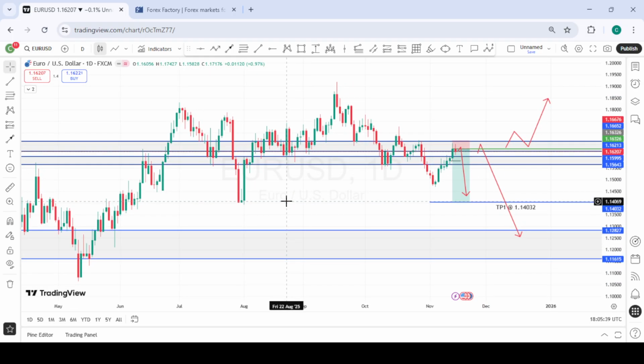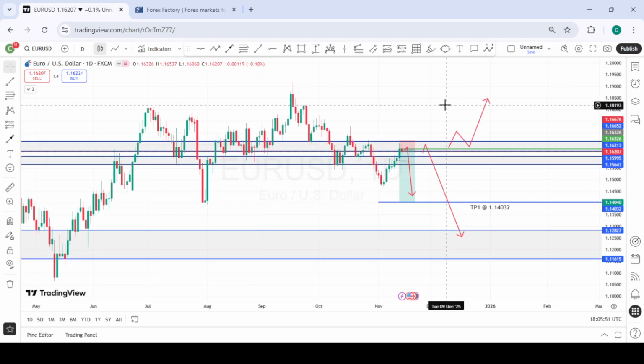So we are currently very bearish on EURUSD. This can only be violated if we get a daily candle or a weekly candle breaking above this zone and then coming for a retest and continuing to the upside. But until then, we are very bearish on EURUSD.